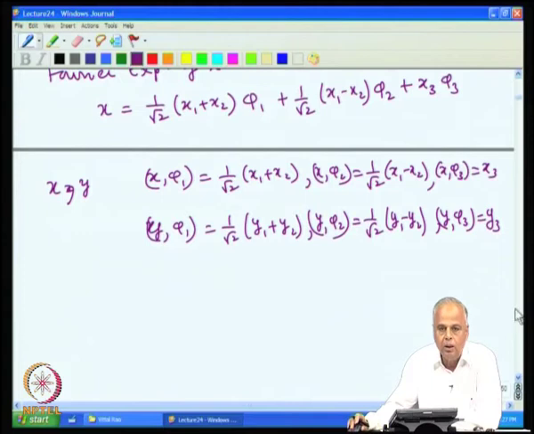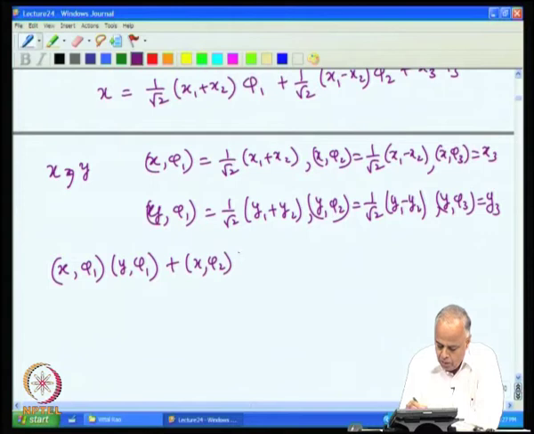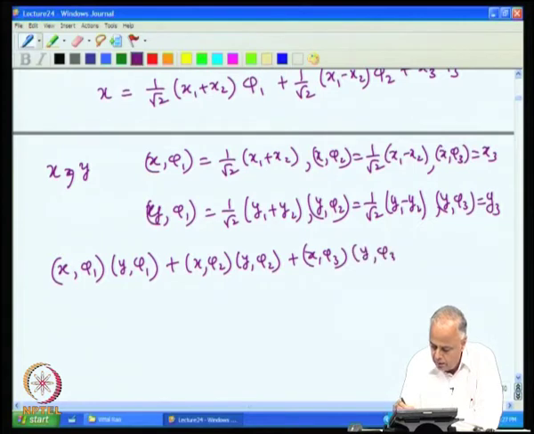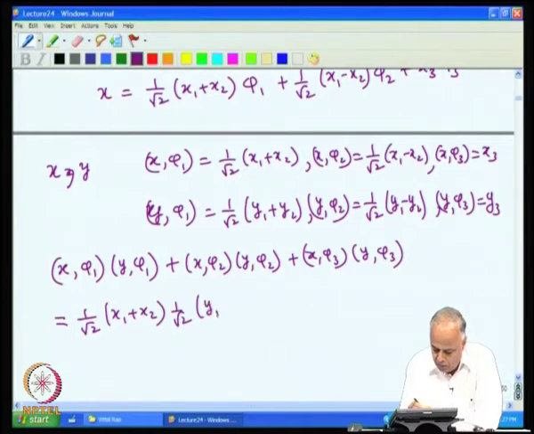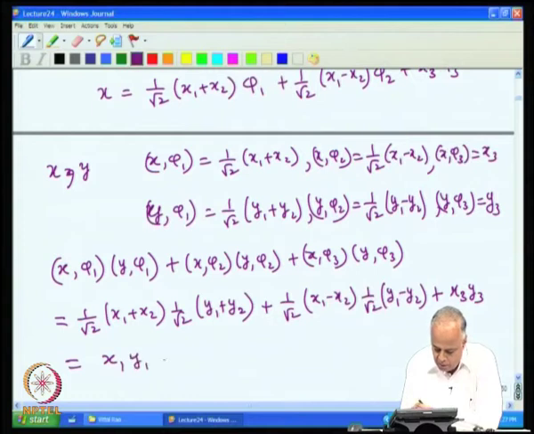So, if we take the product of the corresponding Fourier coefficients, we get x phi 1 into y phi 1 plus x phi 2 into y phi 2 plus x phi 3 into y phi 3, which is equal to x phi 1 is 1 by root 2 into x 1 plus x 2, into y phi 1 is 1 by root 2 into y 1 minus y 2, plus x phi 2 is 1 by root 2 into x 1 minus x 2, into y phi 2, 1 by root 2 into y 1 plus y 2, plus x 3 y 3.